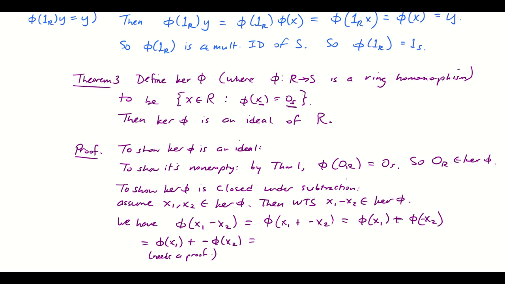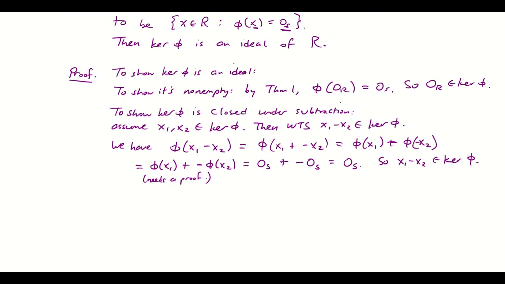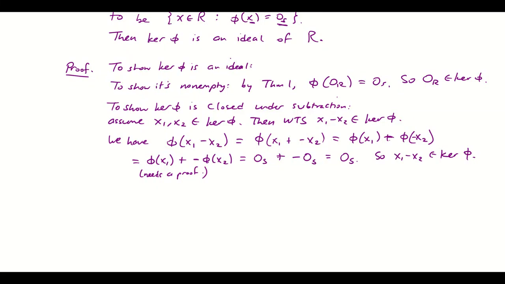And then at this point, we know that x1 and x2 both belong to the kernel, so both of those are equal to 0 of S. And over here, we have the opposite of 0 of S. But the opposite of 0 of S is just 0 of S. So this all comes out to 0 of S. So that means x1 minus x2 belongs to the kernel of phi. So the kernel of phi is closed under subtraction.